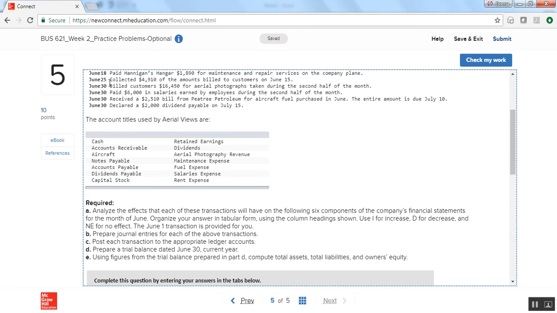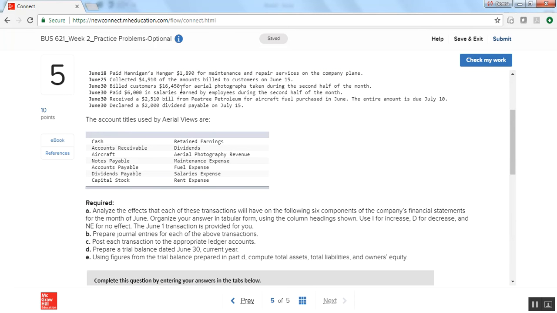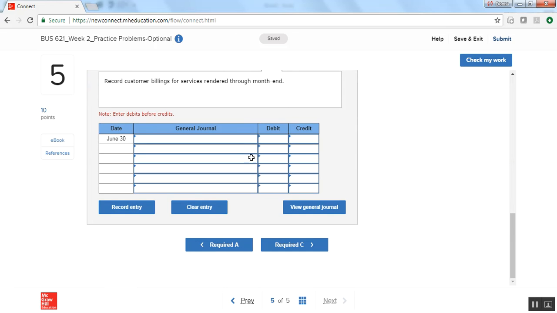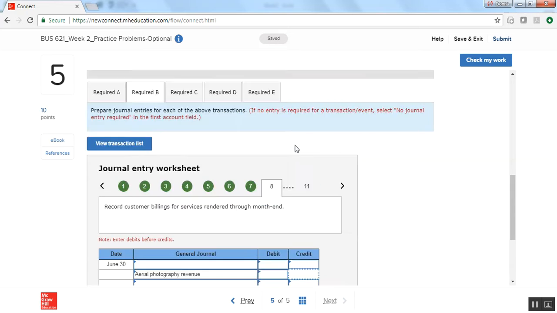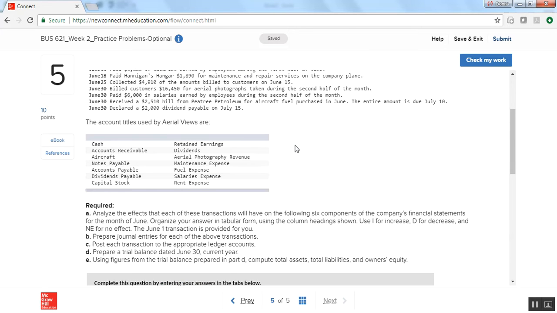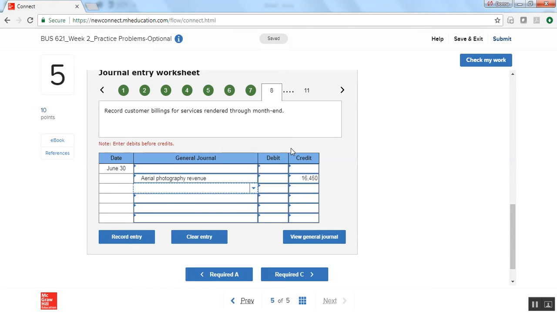A few more entries. Billed customers $16,450 for aerial photographs taken during the second half of the month. Again, this is revenue. We provide the service of taking photographs. So revenue goes up, equity goes up, that's a credit. And it was $16,450. We billed them, we didn't collect the cash yet, so it's going to be accounts receivable. It's an asset. Assets going up is a debit.